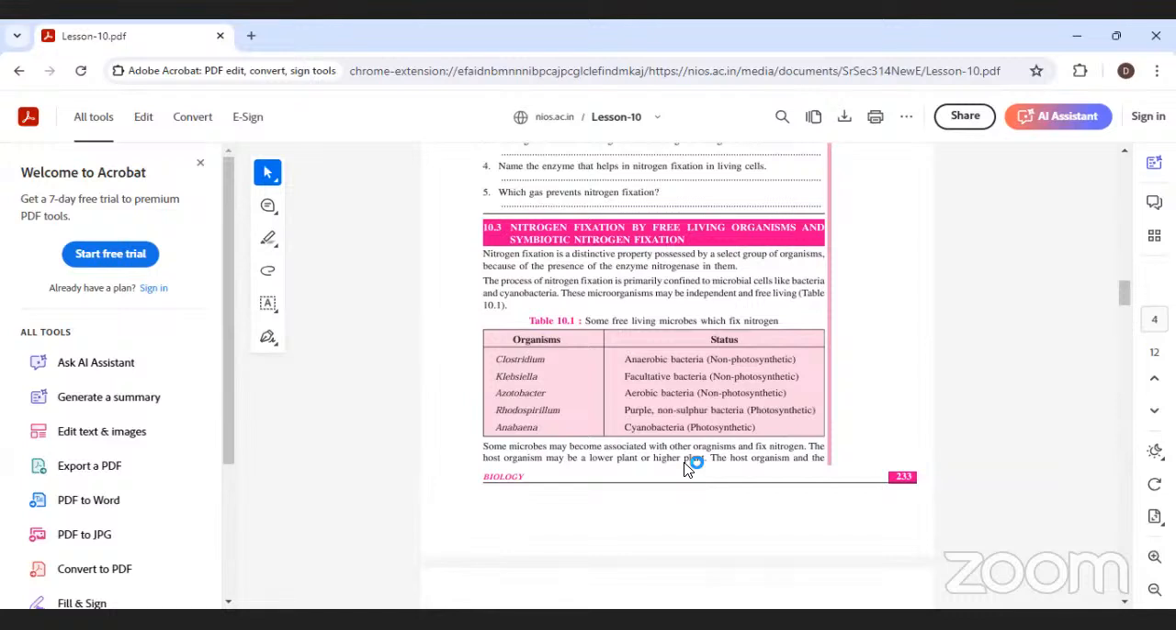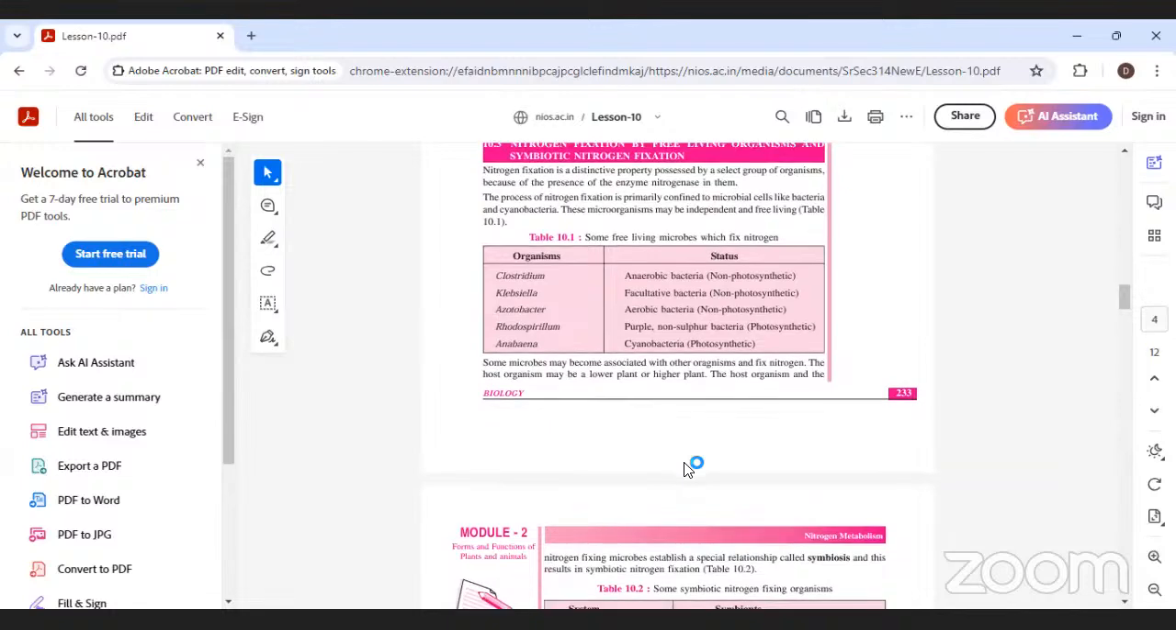Some microbes may become associated with other organisms and fix nitrogen. The host organisms may be lower plants or higher plants.